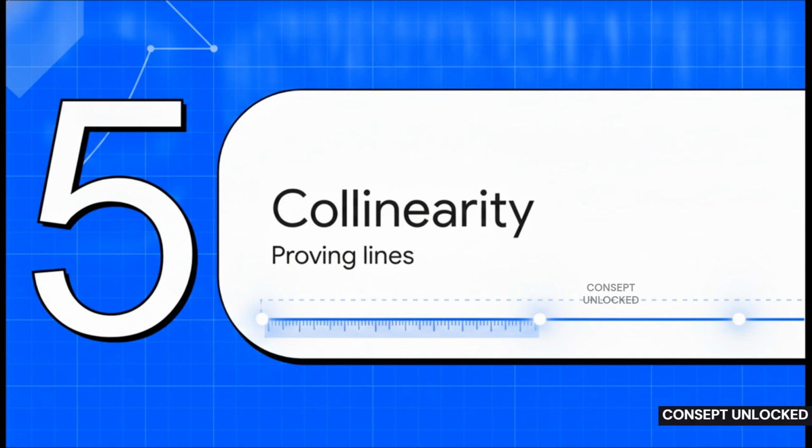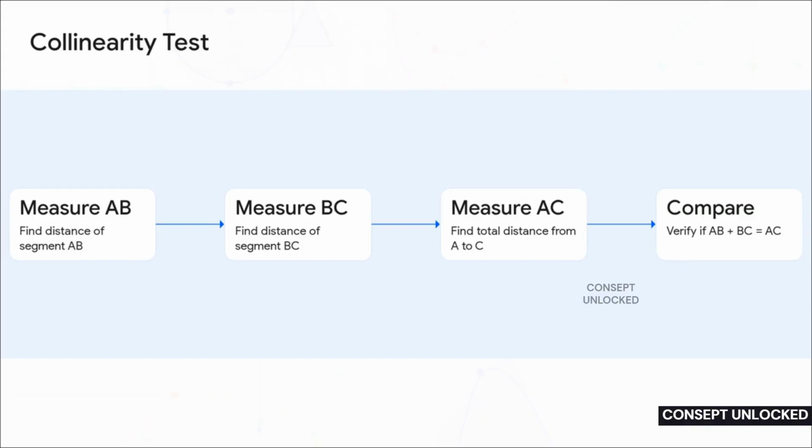Next up, part 5. Checking points for collinearity, how we prove lines are perfectly straight. So, when 3 points lie on the exact same straight line, we call them collinear. But how do we actually prove that mathematically? We break the heavy lifting down into a simple logical sequence. First, we grab our distance formula and measure the length between point A and point B. Second, we measure from B to C. Third, we measure the total stretch from A all the way over to C. Finally, it's the moment of truth. We check if the sum of the two smaller segments perfectly equals the total distance. If AB plus BC equals AC, bingo, you've flawlessly proven collinearity.